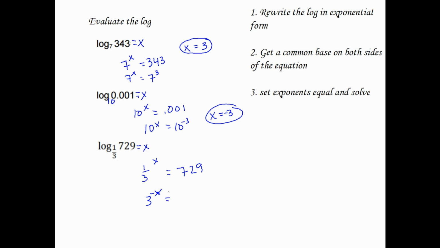I can do that because the reciprocal, all that does is switch the exponent to negative. And now 729 can be rewritten as 3 to the 6th power. So now all I have to do is negative x equals 6, divide by negative 1 on both sides, and I'm going to get x equals negative 6.